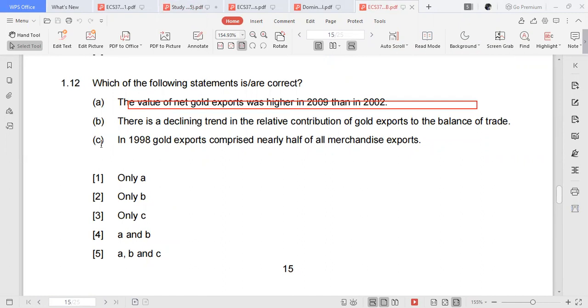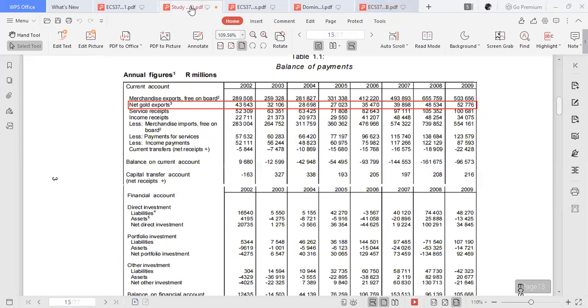Option C, in 1998, gold exports comprised nearly half of all merchandise exports. Let's take a look. We do not have 1998 here.